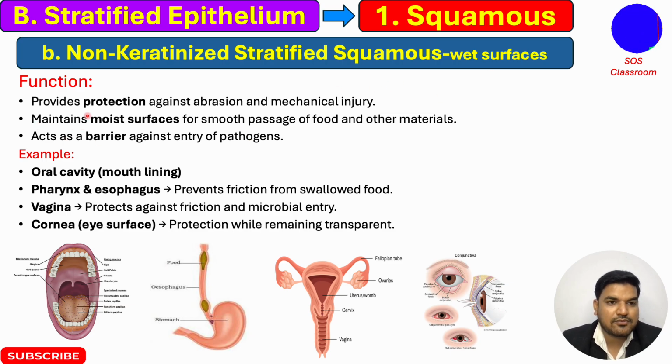What are the functions? It provides protection, maintains moist surfaces for the smooth passage of food and other materials, and acts as a barrier against the entry of pathogens. For example, the lining of the mouth cavity. You can see this is the mouth cavity. Next is the pharynx and esophagus, preventing friction from swallowed food. In the vagina, it protects against friction and microbial entry. And in the cornea, it provides protection while remaining transparent. So these are the functions of non-keratinized stratified squamous tissue.